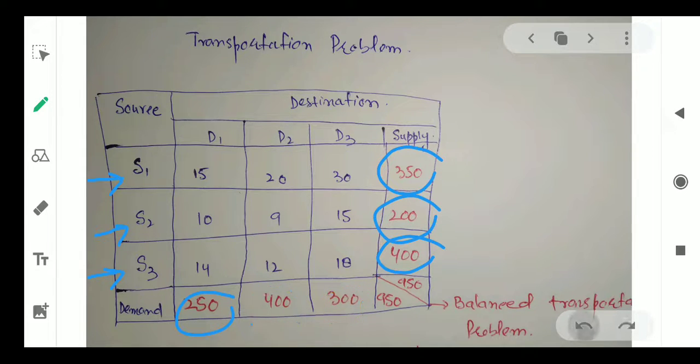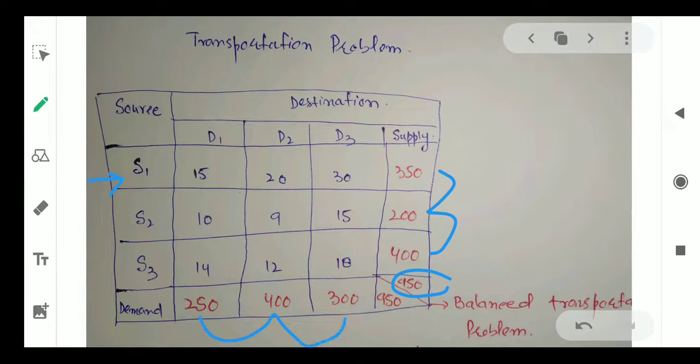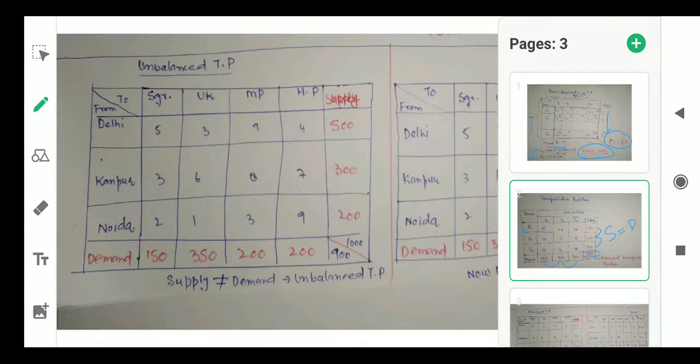Now, if we sum them up, 350 plus 200 plus 400 comes to 950. Likewise, 250 plus 400 plus 300 is equal to 950. That means supply is equal to demand. When supply is equal to demand, the transportation problem is called a balanced transportation problem. Now we'll move forward to the next slide.